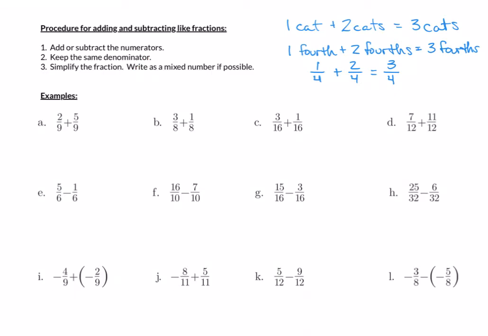Now when we are done, we still have one more step that we might need to do. Our last step has nothing to do with adding and subtracting. It has to do with the fact that we always like to simplify our fraction. So that will be our next step. Simplify the fraction by dividing by common factors, if possible. And if possible, also write as a mixed number. All right, so let's go ahead and jump into some examples and see what we can do.